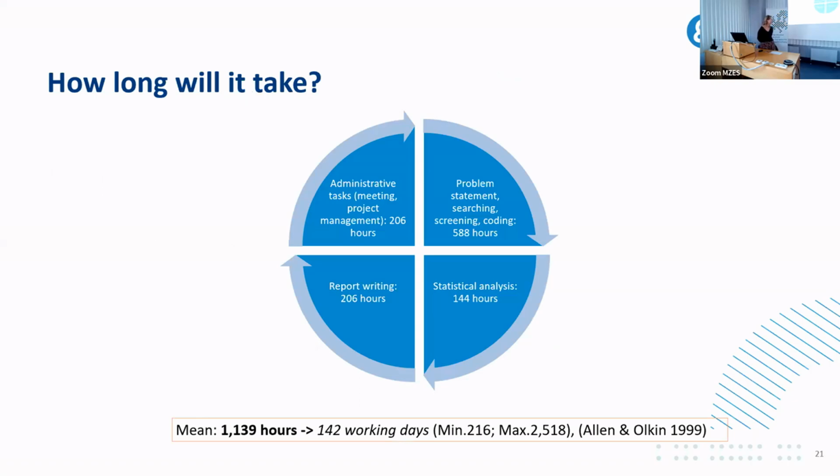Here's one study from Allen and Olkin in the year 1999, before text mining methods came into play, to be honest. So it's quite old, but it shows how many hours it takes. You see the mean is more than 1,000 hours on average to create a systematic review or a meta-analysis. And you see from this part here, the problem statement, the searching, the screening, and the coding takes almost half of the time, so 600 hours. So lots of time here.